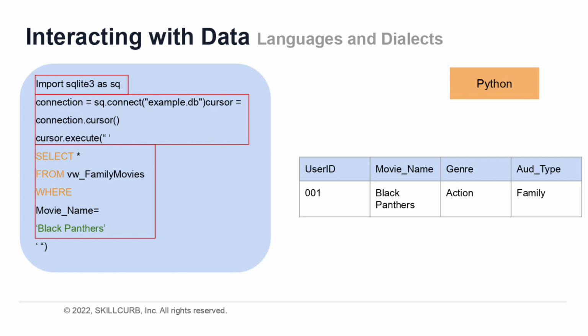Here is a query over that same database object using Python. This first line of the Python is connecting to the SQLite module, and then the rest of it is connecting to the database. And then you'll notice that the select star from Family Movie, where movie underscore name is equal to Black Panthers, is identical to the query previously. So even though this is wrapped up in Python, it's actually still just executing a SQL query.